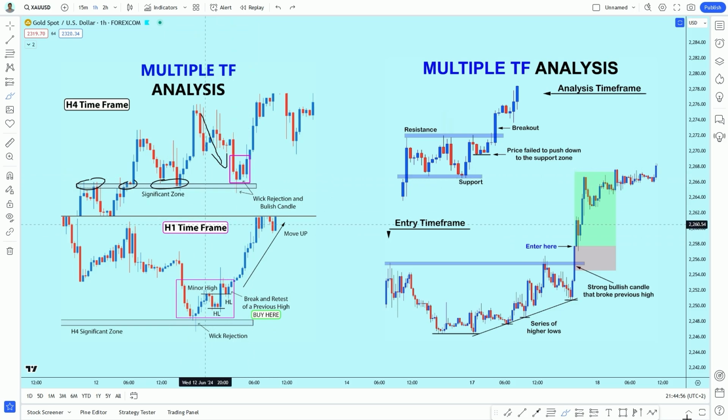But on a lower time frame we looked for a structure, and we saw that price formed higher highs, higher lows, and basically retested this previous minor high. That was the good point to enter a buy trade, and we can see that price continued to go up.